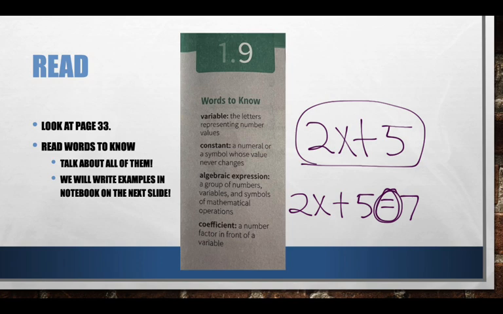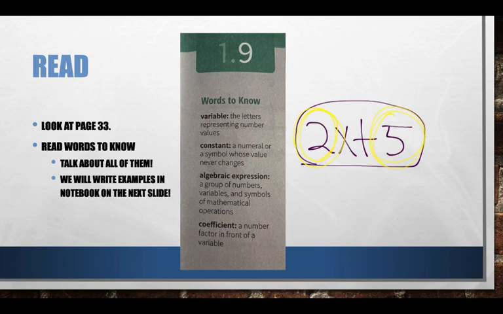All right, let's do the last one. I'm going to erase this one. Who feels comfortable reading a coefficient, please? Go ahead, Ben. Coefficient, a number factor in front of a variable. Very good. So, based on that one, is it the 2 or the 5 that is a coefficient?